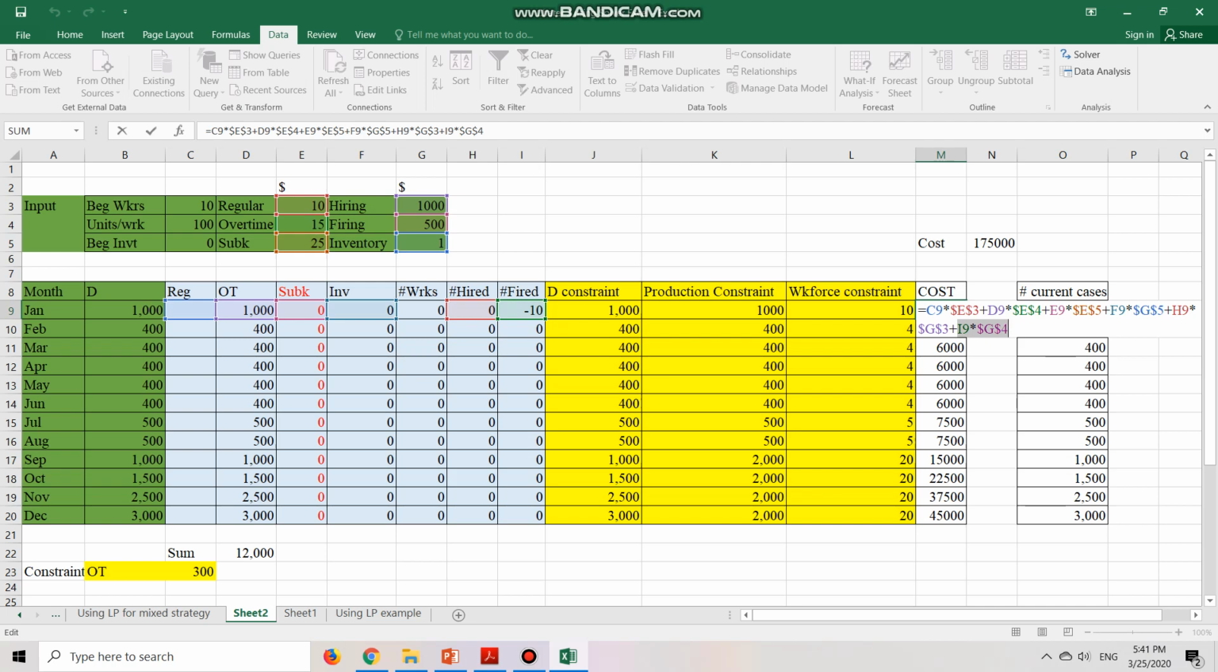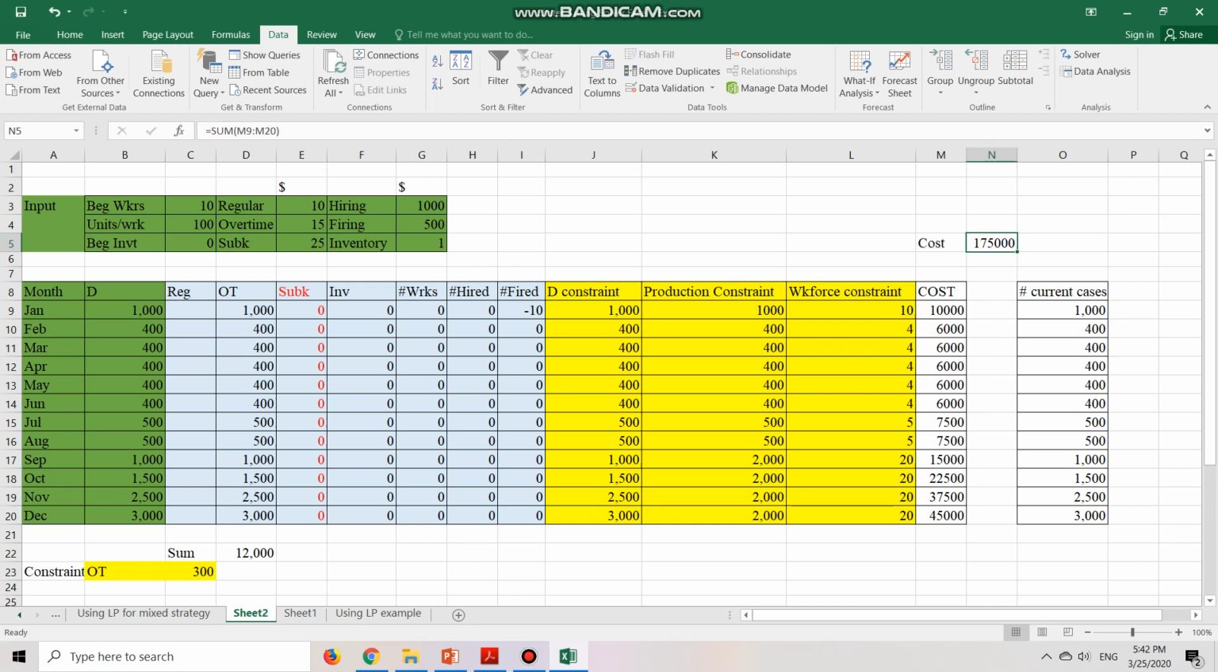So we can calculate the total cost in January, and the same we can calculate for the other 11 months. And remember to fix those parameters like the cost for regular production, for overtime, and so on. So fix them, and you just need to copy that formula for the rest of the cells. Okay, and the last step is to calculate the total cost. So the total cost will be equal to the cost of 12 months.